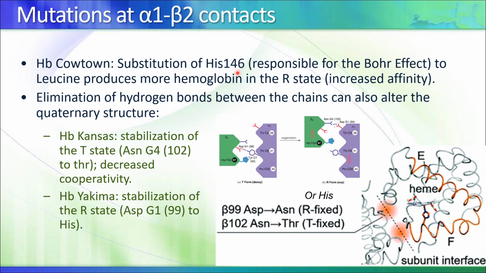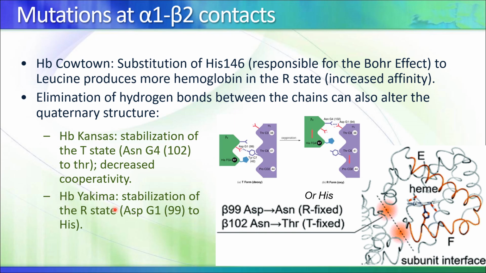So if histidine 146 is mutated to leucine, that would actually stabilize the R state because there is no more interaction. The T state is destabilized. Okay, and this variant is known as Hb Cowtown. Now there are many single point mutations of hemoglobin, and these are given the names of the towns where these mutations were identified. Now, there are other mutations, right? So you have, for example, Hb Yakima.